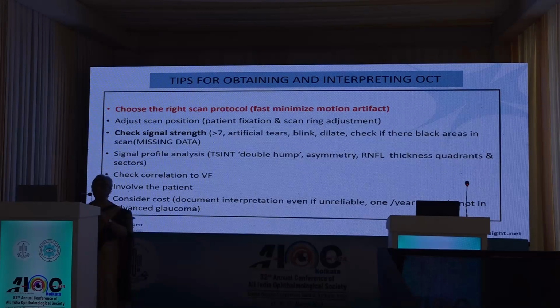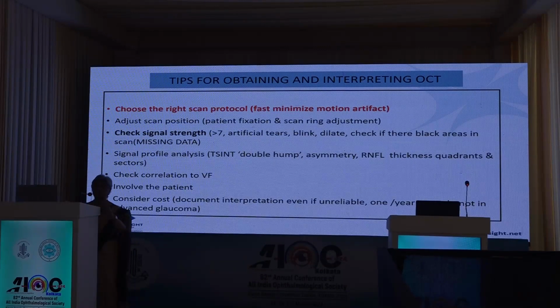Check the signal profile analysis, the TISNT double hump, asymmetry of the discs, and asymmetry of the RNFL thickness quadrant sectors. Check whether it is correlating with your visual function or not. Involve the patient: look this way, so that the patient also helps in improving your scan.